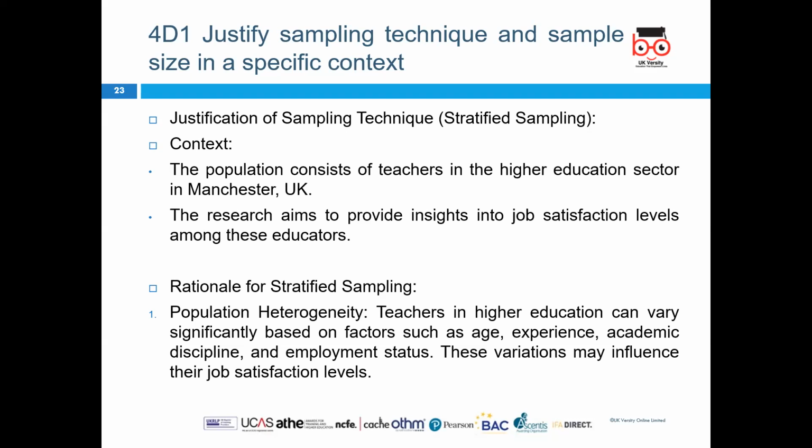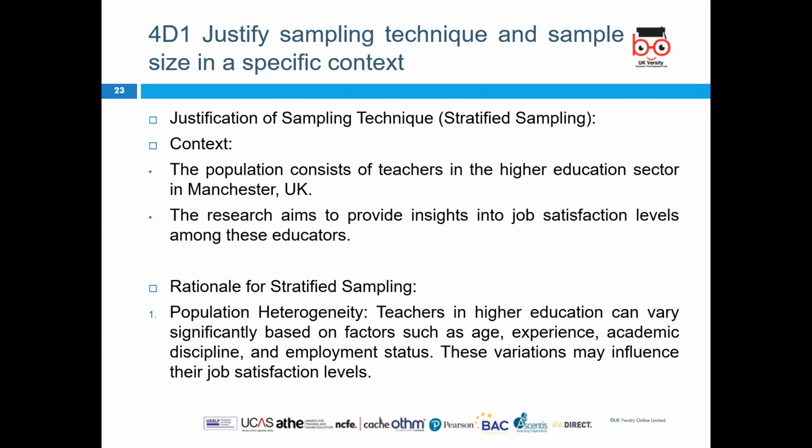Then you have the rationale for stratified sampling. So population heterogeneity. Teachers in higher education can vary significantly based on factors such as age, work experience, academic discipline, total number of years of experience, employment status, and which discipline they are teaching. So you need to understand all these subgroups that can be formed, and accordingly you have to address the population heterogeneity. So these variations may influence their job satisfaction level.